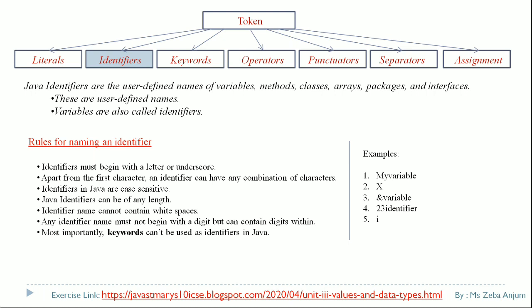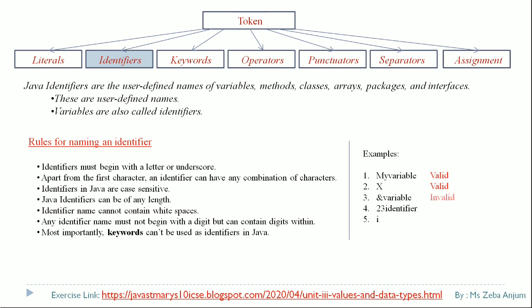Now, the first one, my variable. See, it begins with a letter. It does not contain any white spaces. All the rules are being followed. That is why it is a valid one. Second one, x. It is also a valid one. It is following all the rules for naming an identifier.